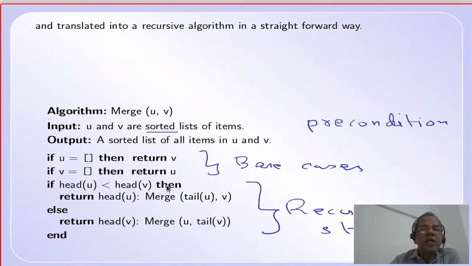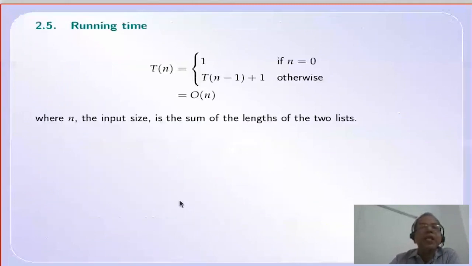If head of U is less than head of V, then the sub-problem is merge tail of U and V. We have removed the head of U, that should be prepended to the new list. Otherwise, change the roles of U and V. What is the running time?